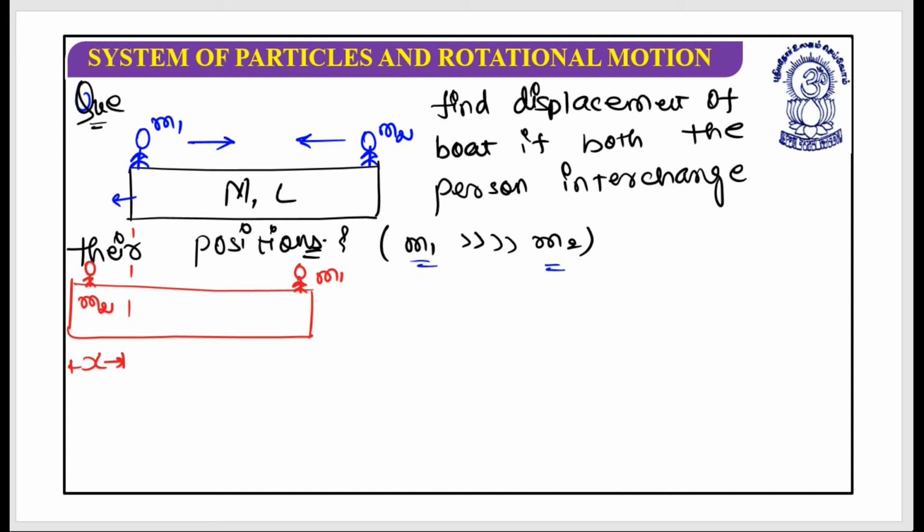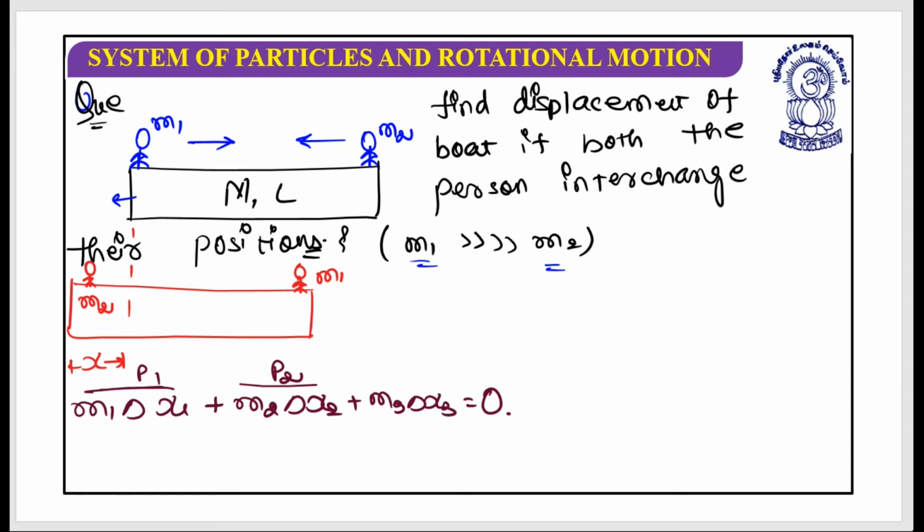Let's write m1 delta x1 plus m2 delta x2 plus m3 delta x3, that would be equal to 0. We can say this is, let's say, person 1, this is person 2, while this is the boat. So let's begin with the boat. It may be the easiest approach. So this is minus of M into X.